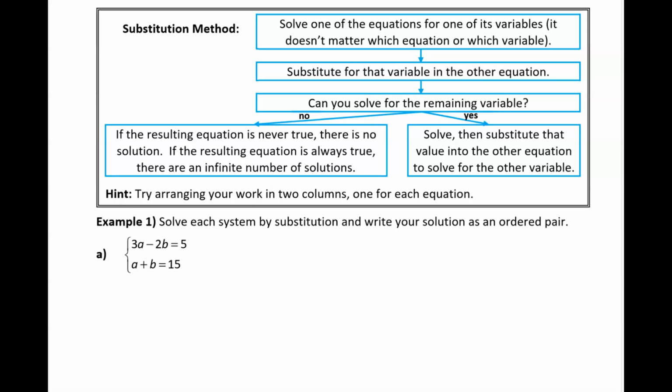However, if you can't do that, then for instance, if the variables go away, if the resulting equation is never true, there's no solution. If the resulting equation is always true, there's an infinite number of solutions. Let's see how that works in example 1.